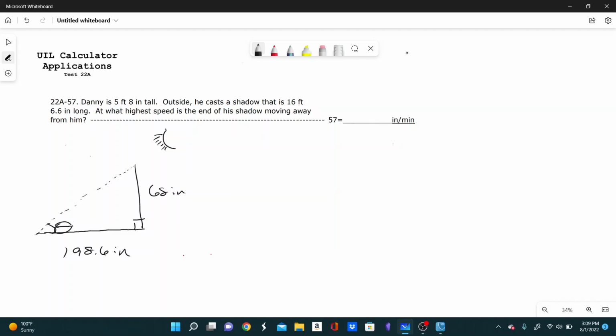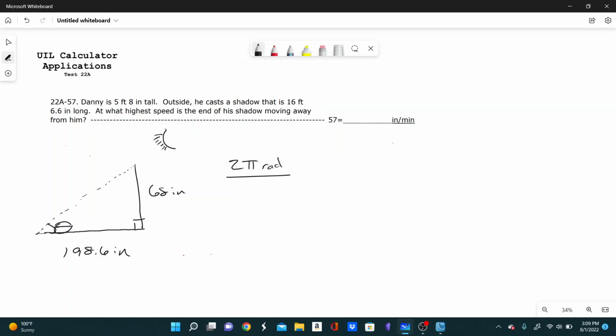So the question is, when will the shadow be moving away at the highest speed? Well, that will be when theta is changing at the maximum possible rate. So if you think about this, in a day, there is one rotation, which corresponds to 2 pi radians.